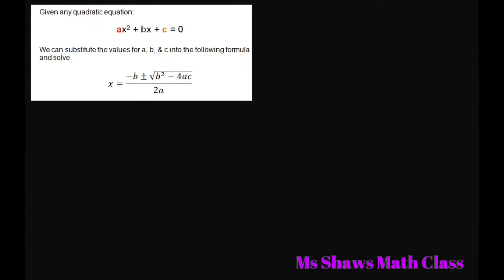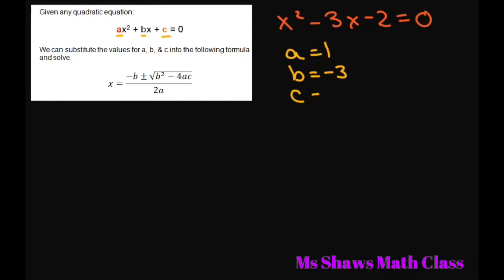So let's write that down. We have x squared minus 3x minus 2 equals 0. And before we use the quadratic formula, I'm going to write down my a, b, and c. So my a equals 1, my b equals negative 3, and my c equals negative 2.